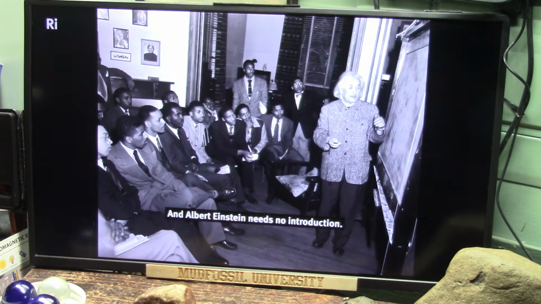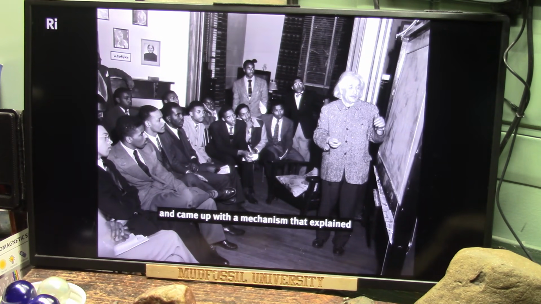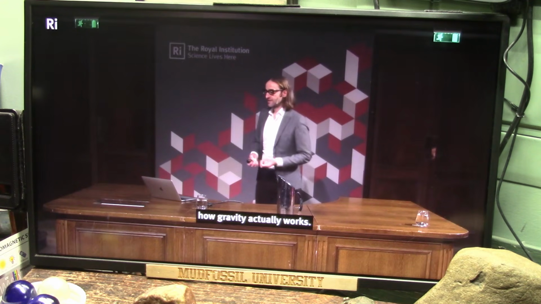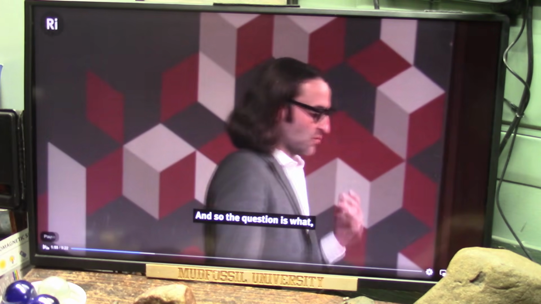And Albert Einstein needs no introduction. In 1915, he finally came up with general relativity, the general theory of relativity, and came up with a mechanism that explained how gravity actually works. And it required us to completely change our perspective on the nature of reality.